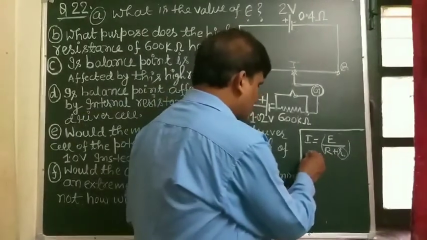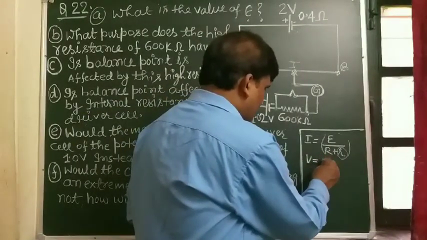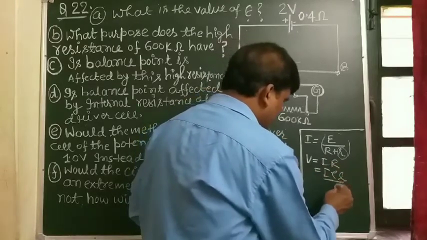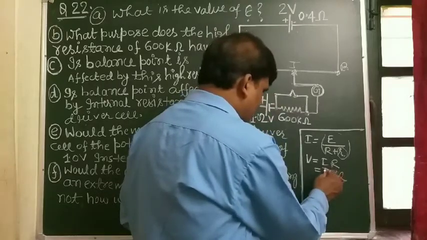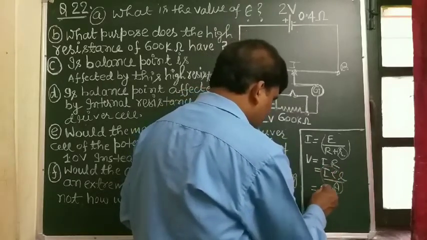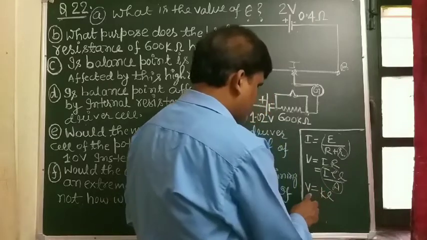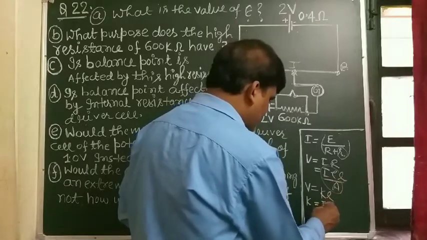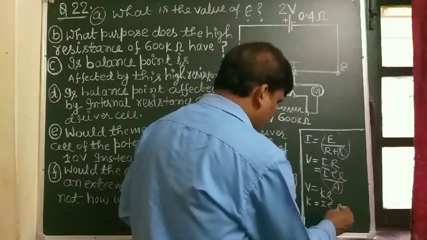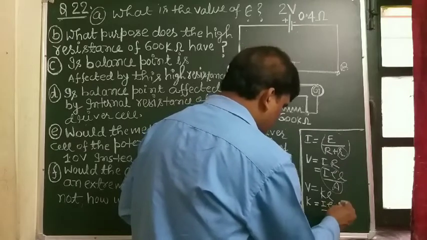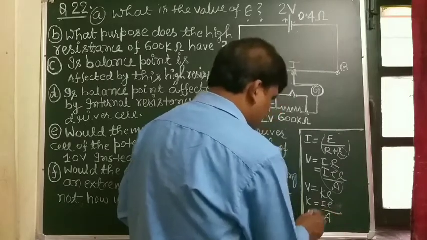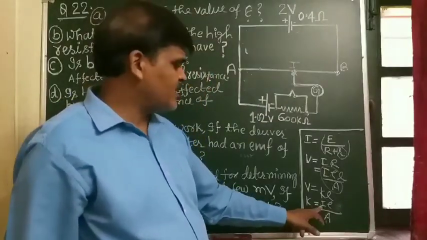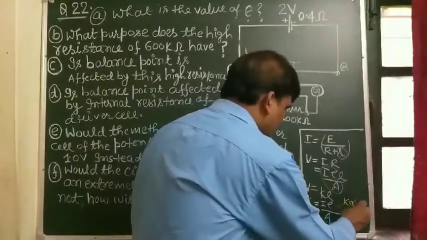And student, you know that V equal to IR, and R equal to rho L by A, and this I rho by A is constant, you know that this is the potential gradient. So V is KL, and you know that the potential gradient depends upon I rho by A. So potential gradient depends upon what? Current. So potential gradient depends upon I.